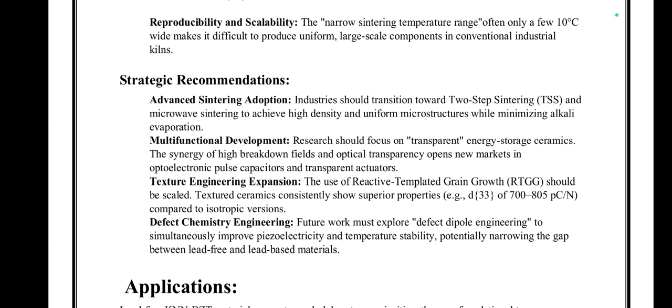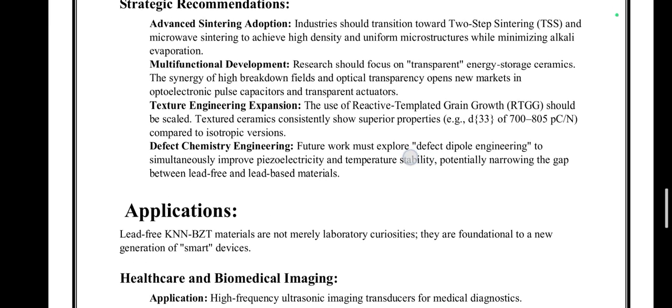The synergy of high breakdown fields and optical transparency opens new markets in optoelectronic pulse capacitors and transparent actuators. Texture engineering expansion: the use of reactive templated grain growth should be scaled. Textured ceramics consistently show superior properties compared to isotropic versions.